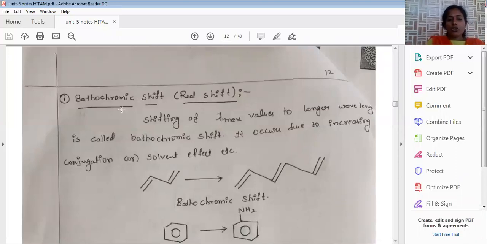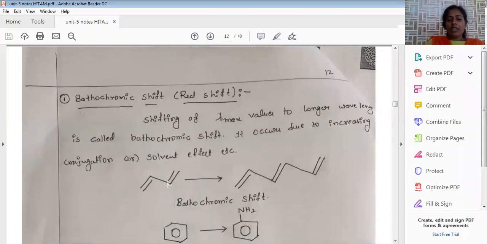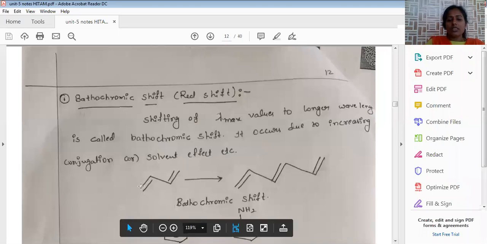So bathochromic shift is nothing but shifting of lambda max values, that is wavelength values, to longer wavelength. Longer wavelength means less energy. This is called a bathochromic shift. By taking this example, it is very simple and convenient to explain this phenomenon. We are taking 1,3 butadiene, where two double bonds are in conjugation.